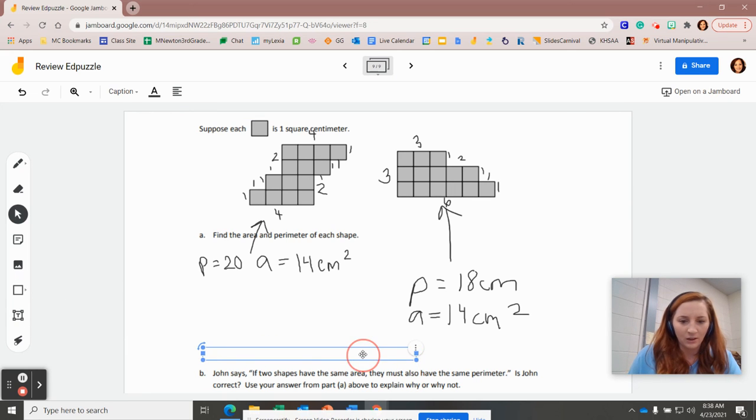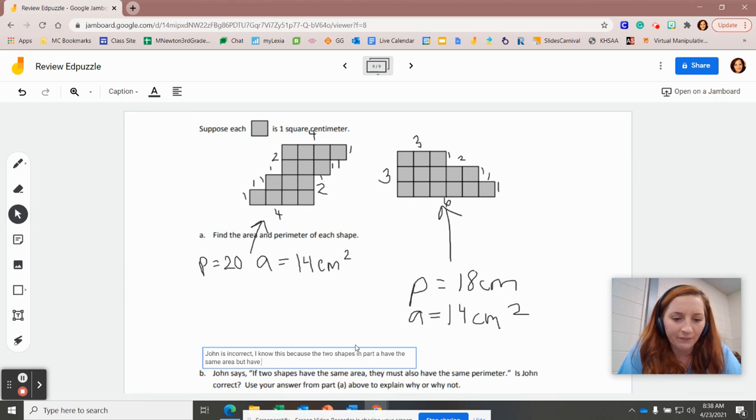No. So, John is incorrect. I know this because the 2 shapes in part A have the same area but have different perimeters.